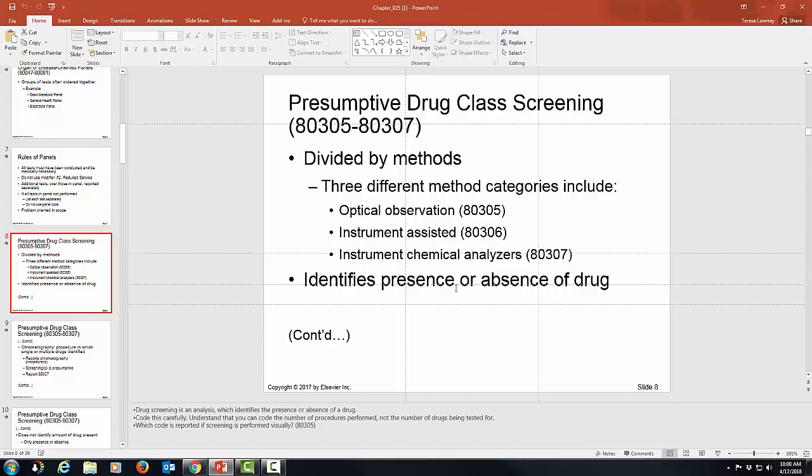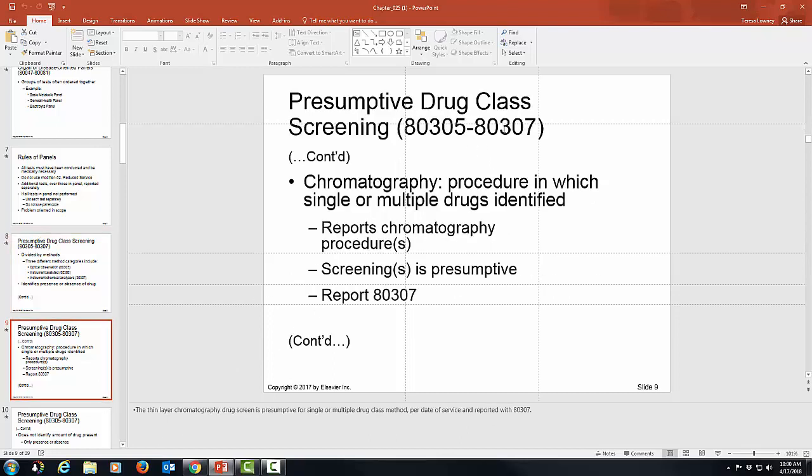This is qualitative, not quantitative. Is it there or is it not there? If the screening is performed visually, this is 80305. You're looking at it. Is there a color change, is it cloudy, or is it clear? Those kinds of visual assessments. Presumptive drug class screenings are really demonstrated in your toolbox exercise 25.1.